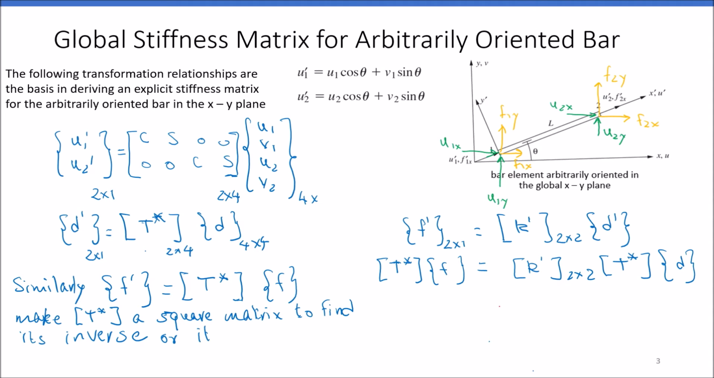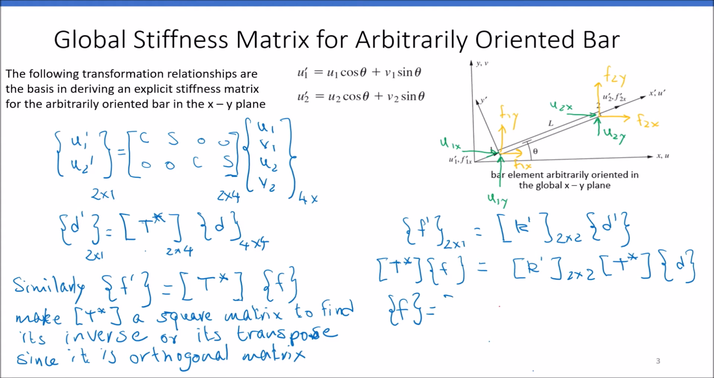Or its transpose, since it is an orthogonal matrix. Once we do that, if I multiply by the transpose, I'm going to get that F is equal to T transpose multiplied by K prime multiplied by T multiplied by D.